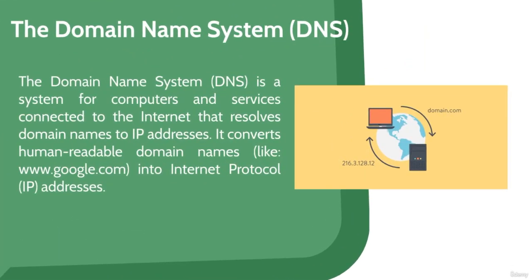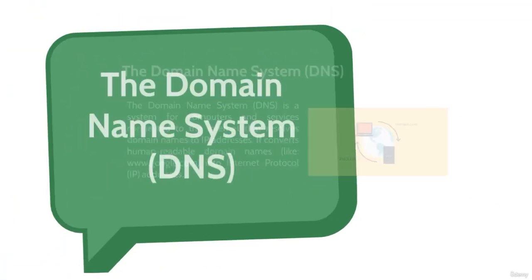The Domain Name System, DNS. The Domain Name System, DNS, is a system for computers and services connected to the Internet that resolves domain names to IP addresses. It converts human-readable domain names, like www.google.com, into Internet Protocol, IP, addresses. Computers can only communicate using a series of numbers, so DNS was developed as a sort of phone book that translates the domain you enter in your browser into a computer-readable IP.